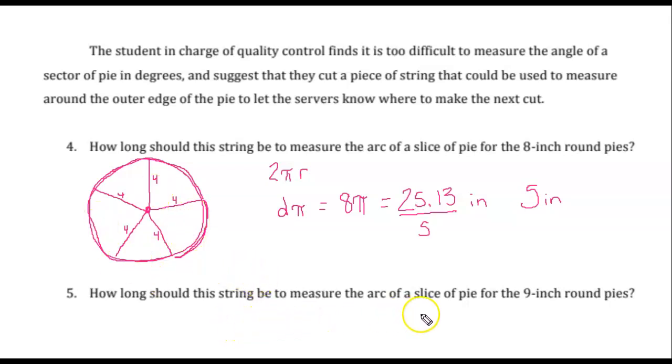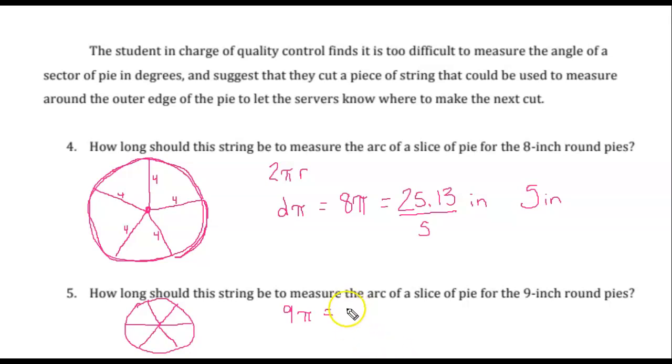How long should it be to measure for the 9-inch round pan? Same idea. It's just that this time we want to have 6 equal pieces. So we know we want to cut it into 6 equal pieces. We know that our diameter is 9. So if we're going to do diameter times pi, that's going to be 9 times pi.